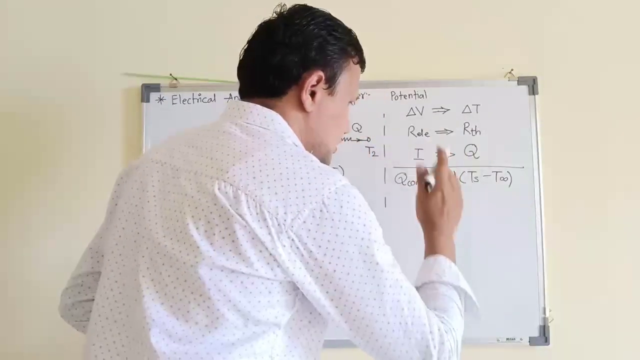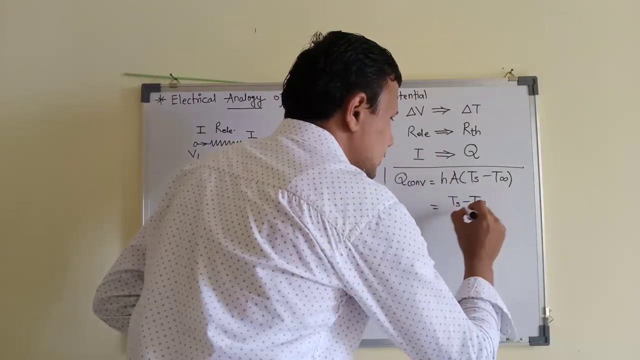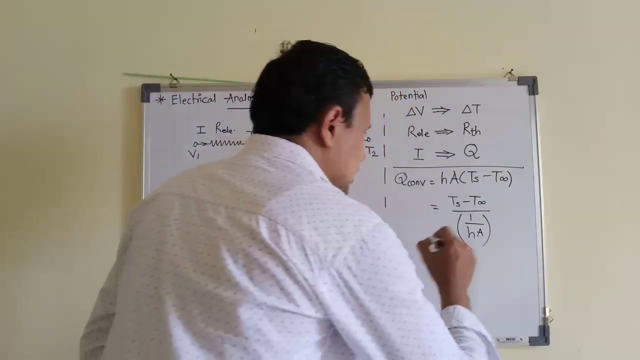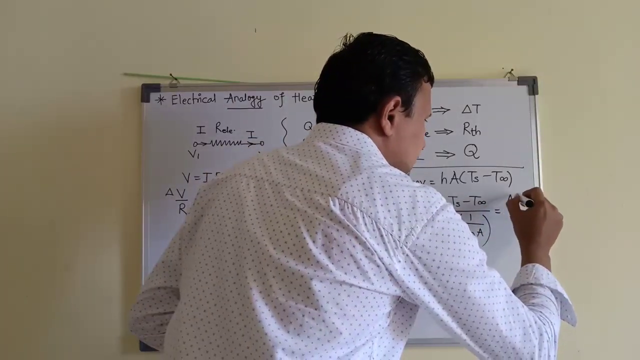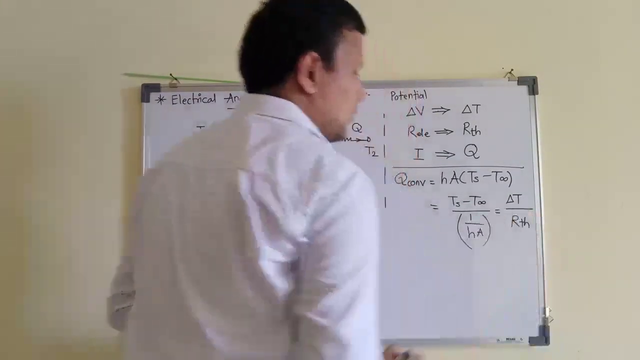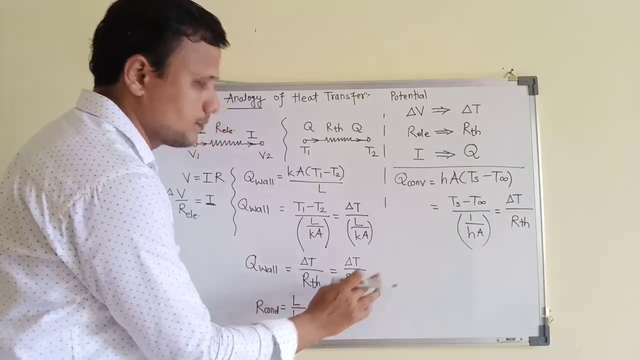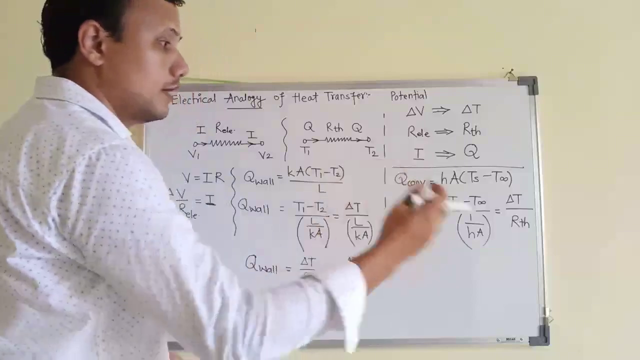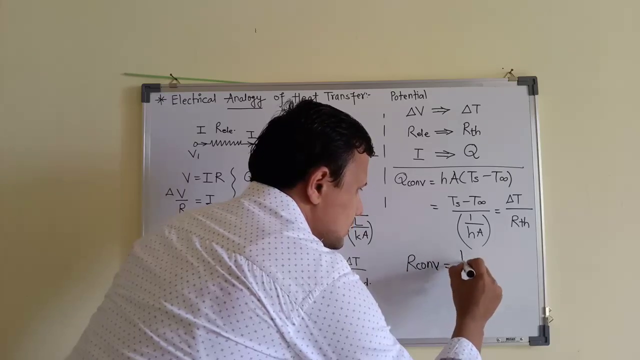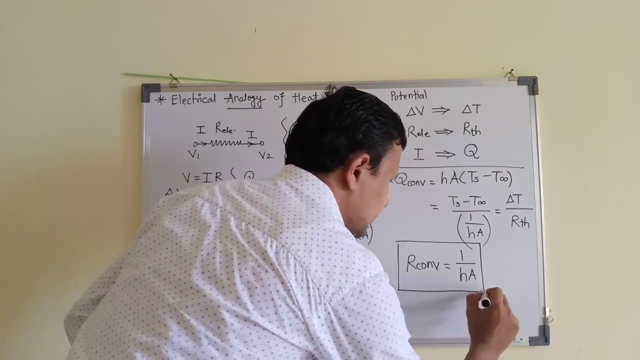This is the delta T responsible, or it is the potential for heat transfer. So we can write Ts minus T infinity upon 1 upon hA, or we can call it delta T, which is responsible for convection, upon thermal resistance. But previously this thermal resistance was of the conduction type. Now this is thermal resistance of convection type. So we can say that the convection thermal resistance is 1 upon hA. These are two very important formulae that we need to remember.